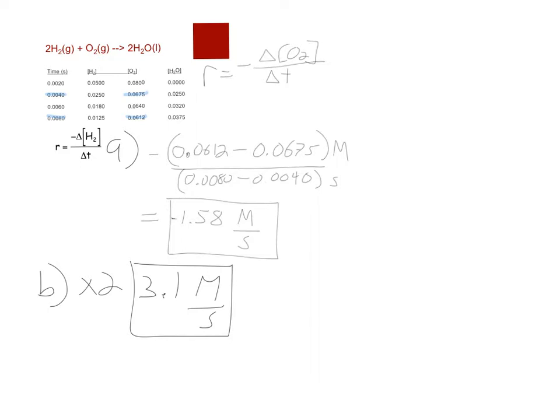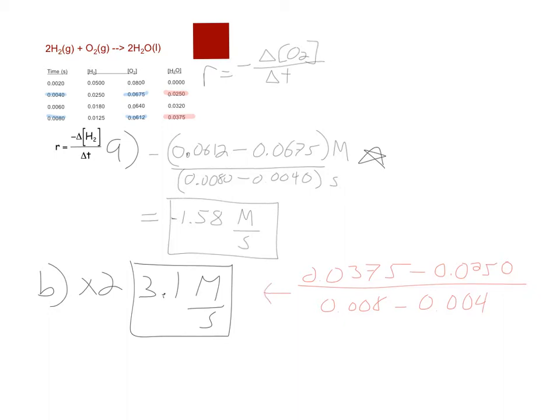Well, that's actually what we did up here. Now we could just do that for the water. So in that same interval, now if we went back and looked at the water data, we could say 0.0375 minus 0.0250, the change in water, over the change in time, 0.008 minus 0.004. And that should come out to be that 3.1.